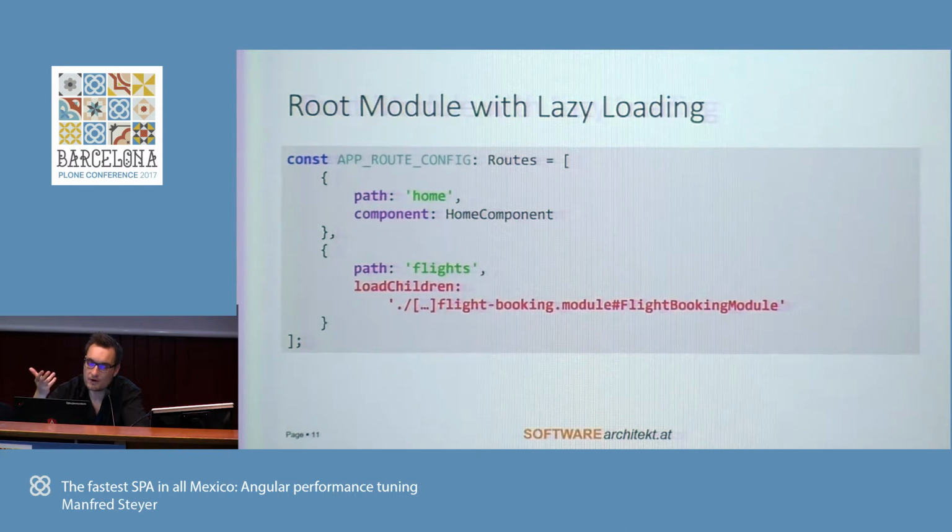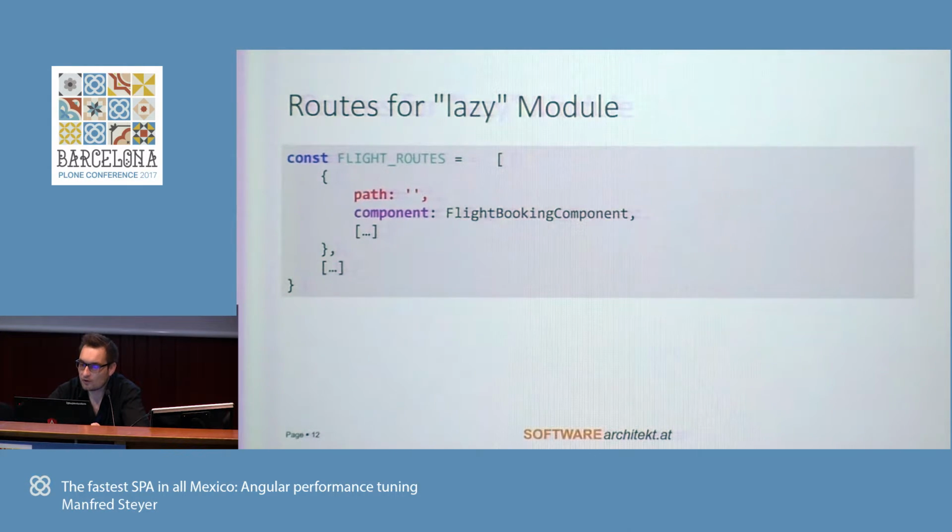Now, of course, you are wondering which route is activated when we are triggering lazy loading with the router. And the answer is every module, and so also a lazy module, can have its own routing configuration. And of course, when we are triggering lazy loading for a module, by default, its default route is activated. This is the route without a path.